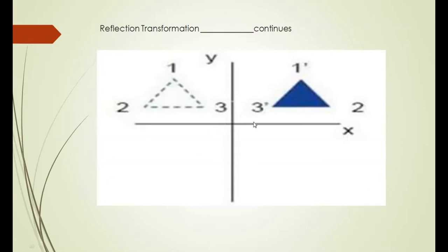Here is the reflected image. Here is the original image. This triangle is our original image and this one is the reflected image. So in this, by using reflection along the y-axis, we can reflect our original image to the reflected image.